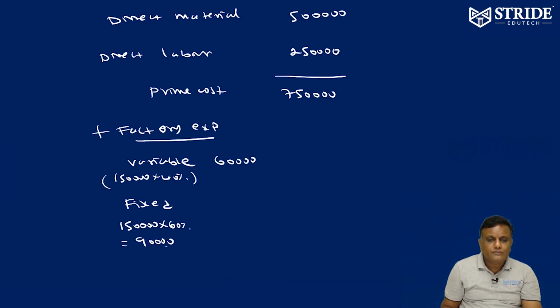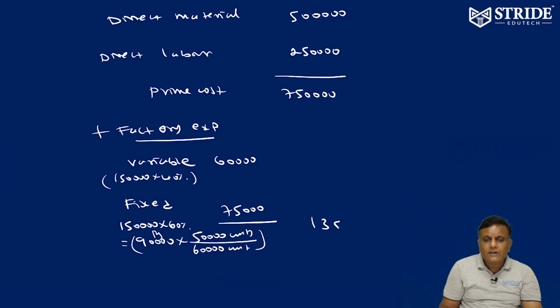So variable is 60,000. Now we have to convert the fixed cost, which is given for 60,000 units. The fixed cost for production capacity of 60,000 units is going to be 90,000 rupees, but actually we sold only 50,000 units, so we have to convert this into 50,000 units. So 90,000 rupees into 50,000 units by 60,000 units is equivalent to 75,000. So fixed factory is 75,000.